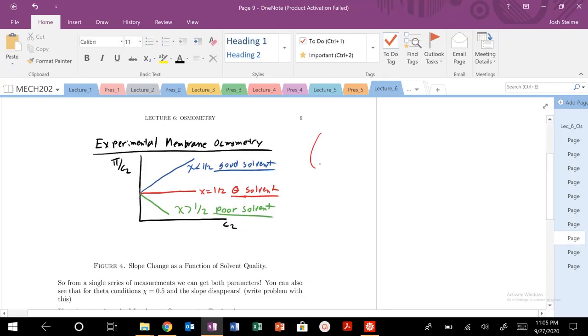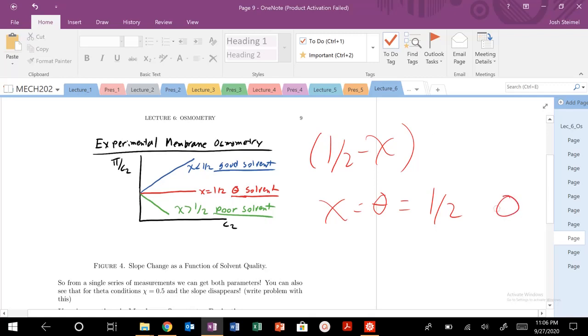So if I add that 1/2 minus chi. If chi is ideal, so if it's a theta solvent, equal to half, what is the slope? It's going to be 0. So that's my slope value.